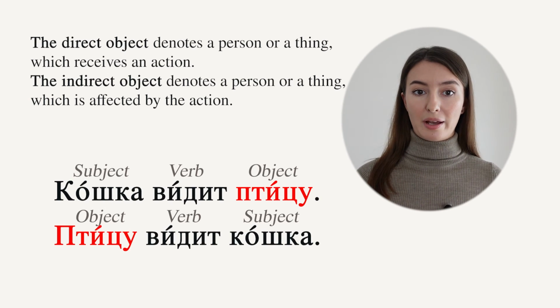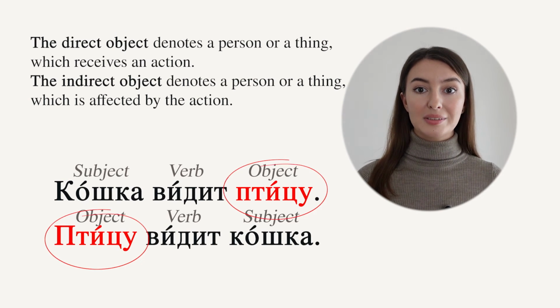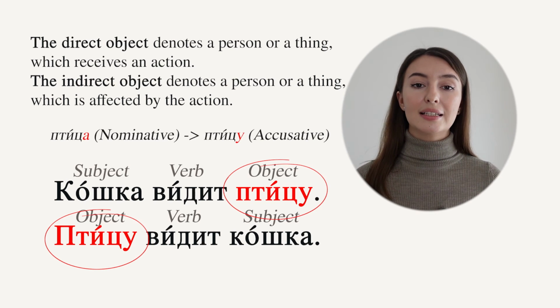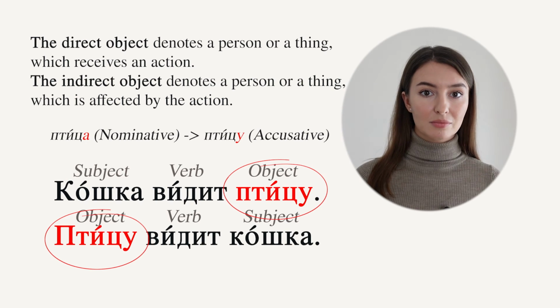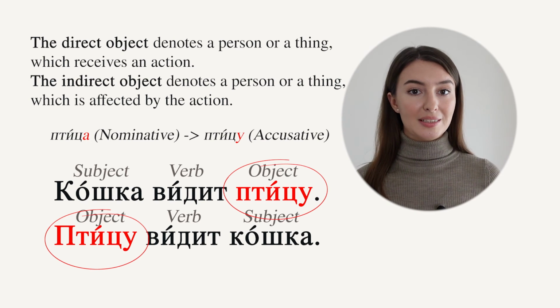In our sentence, we have a direct object. Птицу. Птицу is in the accusative case. The nominative is птица and the accusative is птицу.